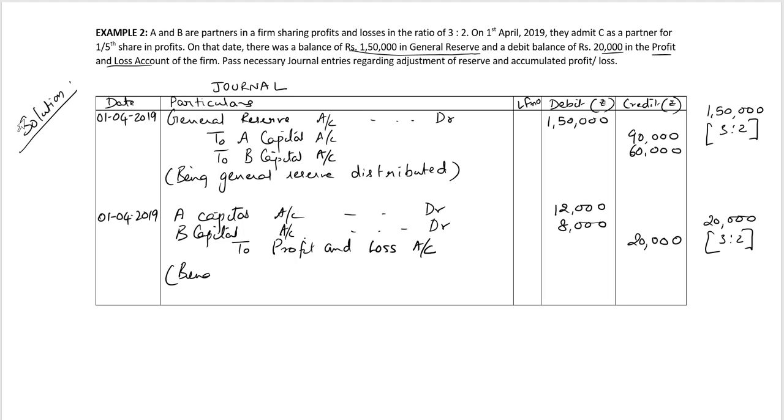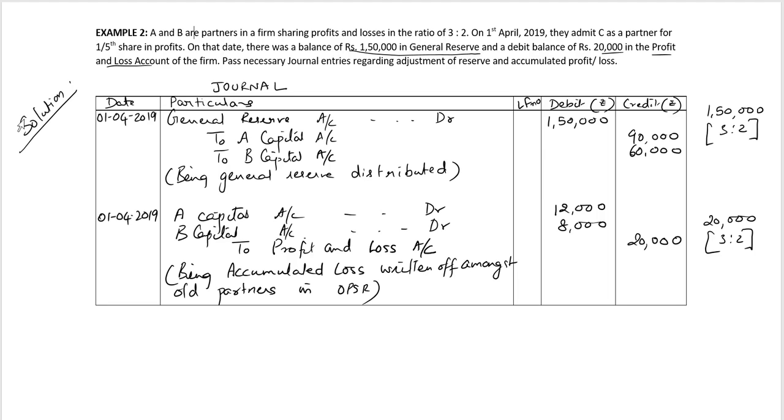Narration being accumulated loss written off amongst old partners in old profit sharing ratio.